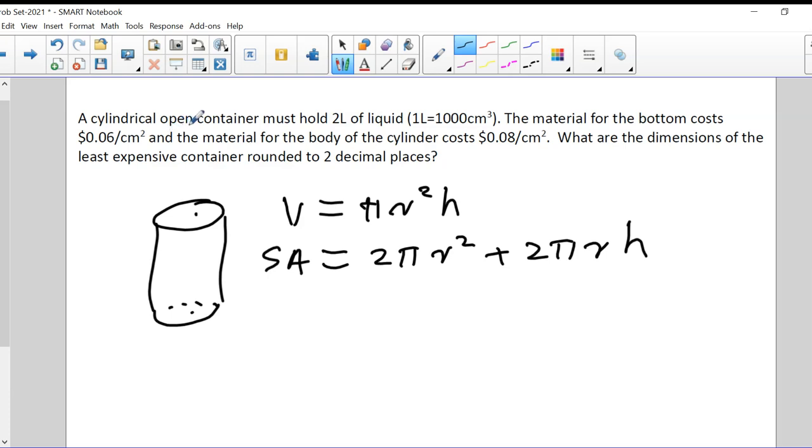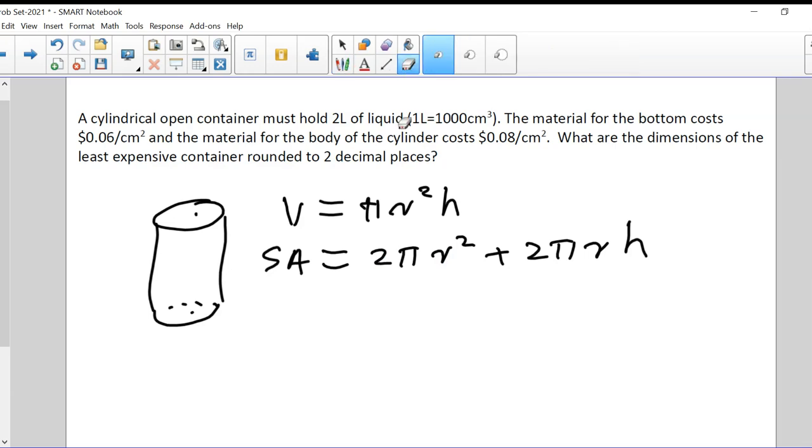Oh, it's an open cylinder. Oh, you know what I just realized? And I think this might be the issue with you as well, Carly. If it's an open cylinder, it's not going to be 2 pi r squared, right? Because can everybody see what I'm saying here? If it's open and it's the bottom that we're dealing with, it means that it's not going to be 2, it's just going to be pi r squared.